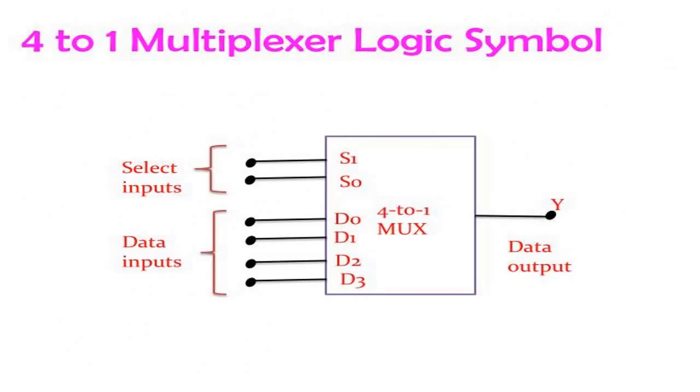So this is a 4-to-1 multiplexer logic symbol. There will be four inputs D0, D1, D2, D3 and two select lines, and one data output will be selected using the select lines. S1 and S0 will select which of the four inputs is to be transferred to the output.